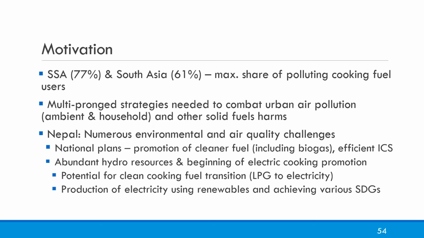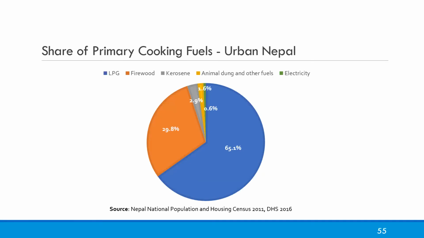In Nepal, there are national plans on cleaner fuel promotion and efficient improved cook stoves, as well as a big policy push for electric cooking using the country's abundant hydropower resources and move away from LPG, given Nepal's experience with the trade blockade in 2015. Next slide. In urban Nepal, while LPG forms the highest share of primary cooking fuels, firewood forms nearly 30% of the primary cooking fuel mix. This figure serves as a reminder that specific initiatives remain necessary to complete the energy transition in urban centers of Nepal. Next slide.